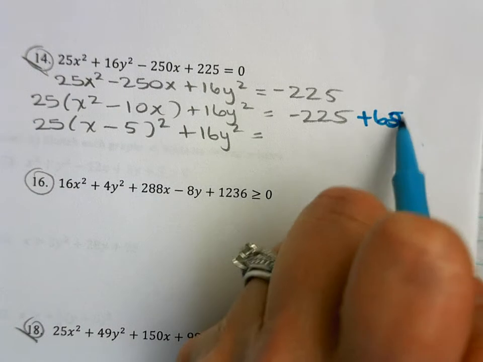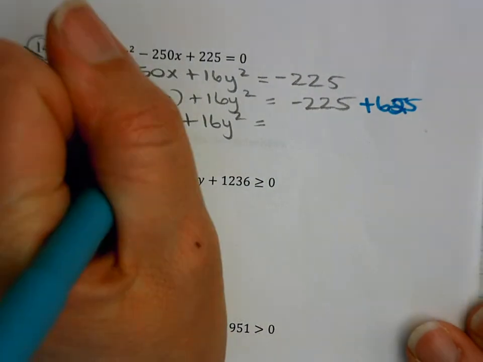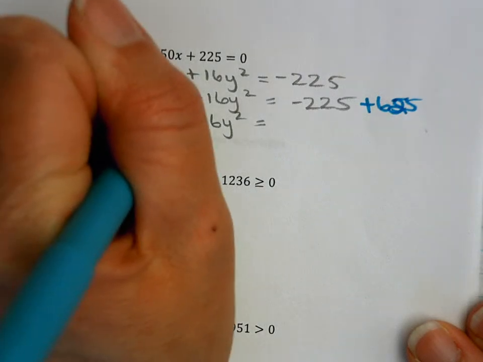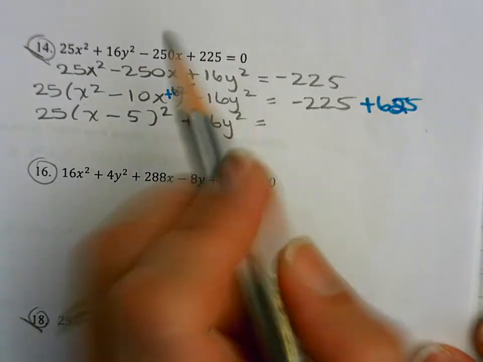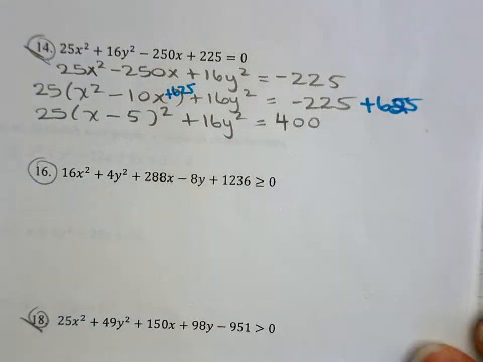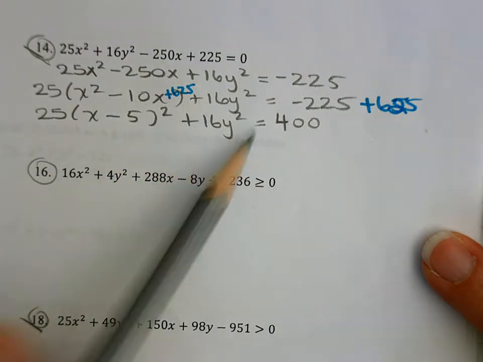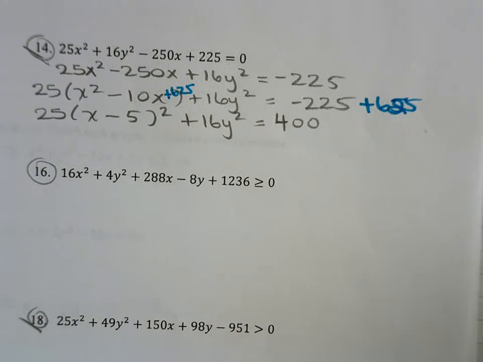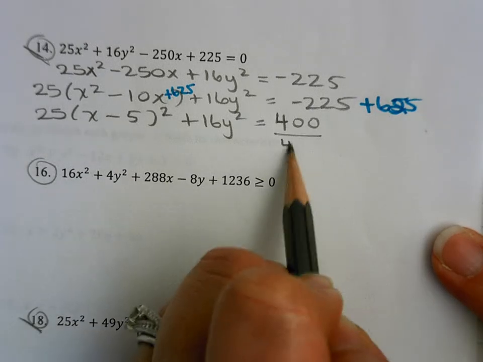So 625 was added in here. I'm just going to smush it in there. Didn't leave myself any space. And then I'm going to add these two together, which is 400. Once I get the square completed on the x term, not necessarily on this y term, I want to make sure this is equal to 1. Whenever we do ellipses, we want to make sure it's equal to 1 to be in descriptive form. So I'm going to divide everything through by 400.